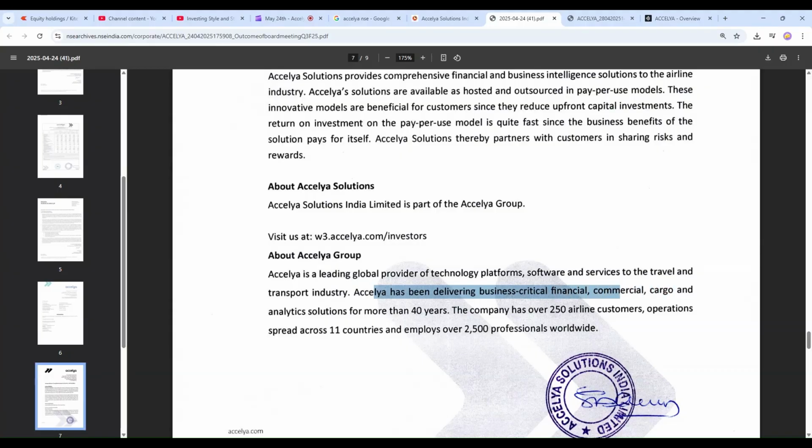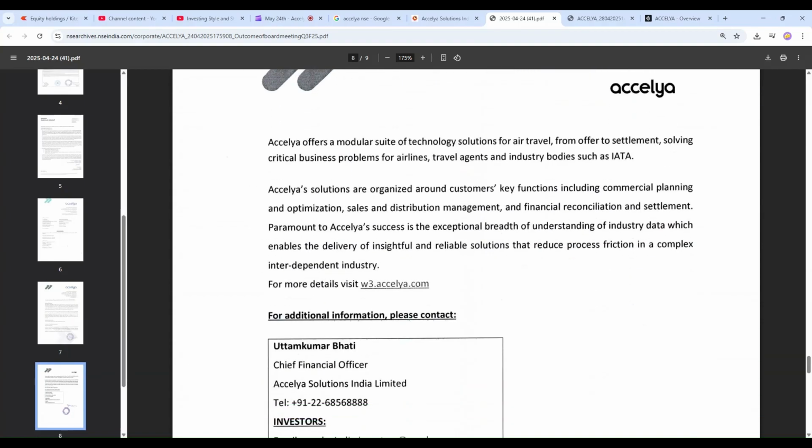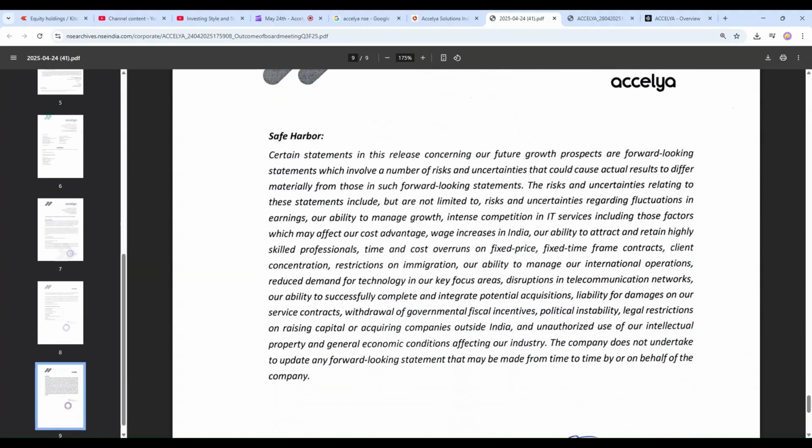Business critical financial, commercial, cargo and analytics solutions for more than 40 years to 50 airline customers. I wonder if they are current 250 customers or they are adding all of the customers they had over this 40 years of period. Goes on and on.